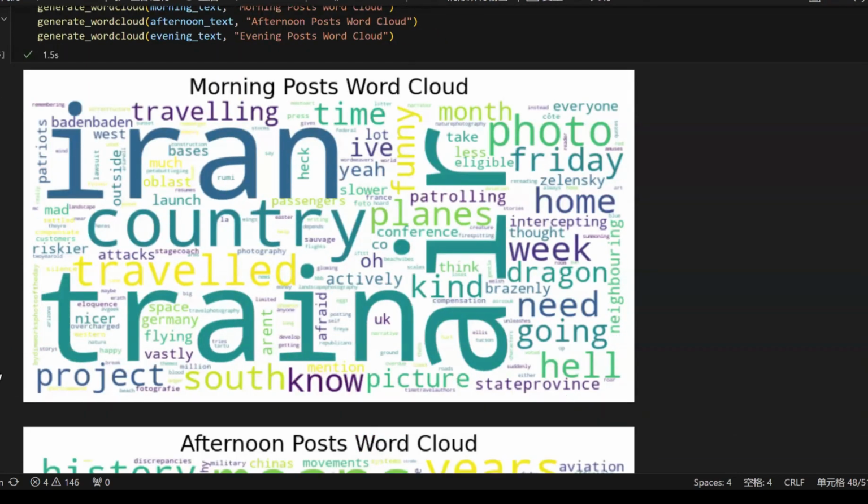In the mornings, our word cloud highlights frequent mentions of trains, airs, and planes. This clearly suggests that transportation and travel logistics are top of mind during the early hours. We also see keywords like country and traveled, indicating that people are thinking about broader travel topics and destinations as they start their day.